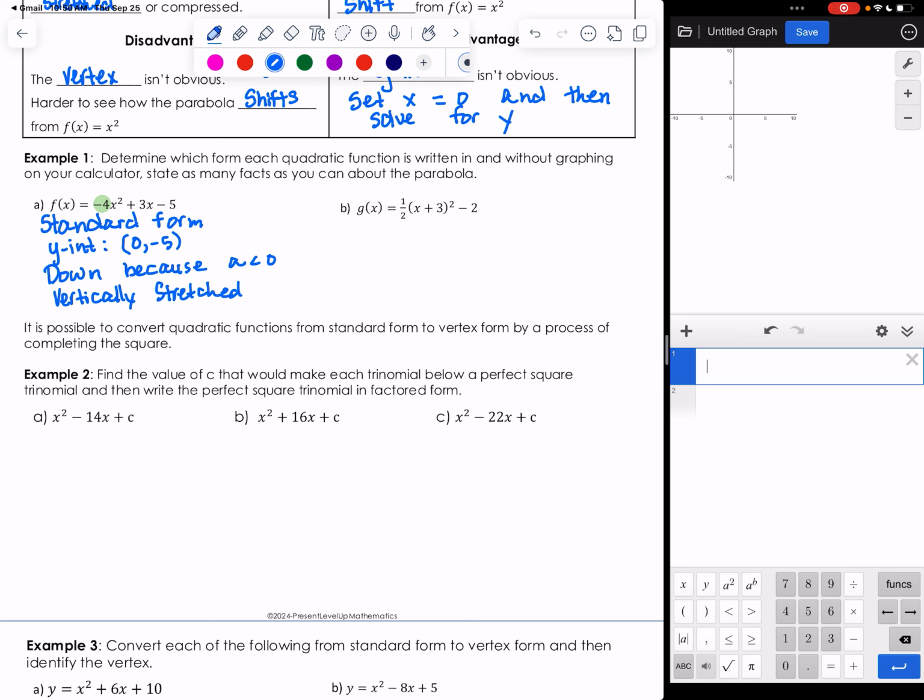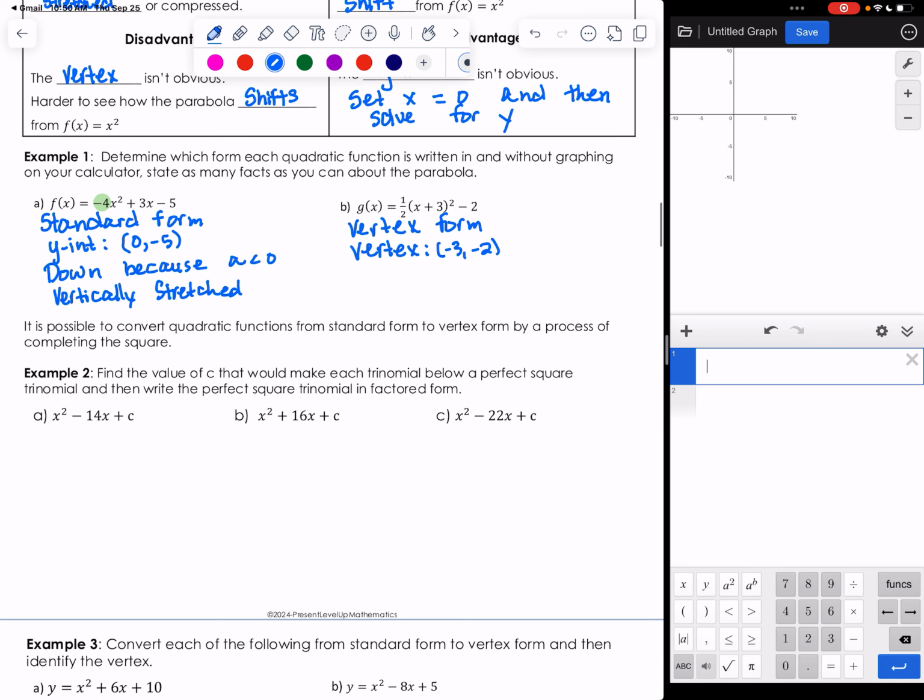All right, welcome back. Hopefully you said that this parabola was written in vertex form and that you identified the vertex to be -3, -2. Maybe you said that the graph opens up.